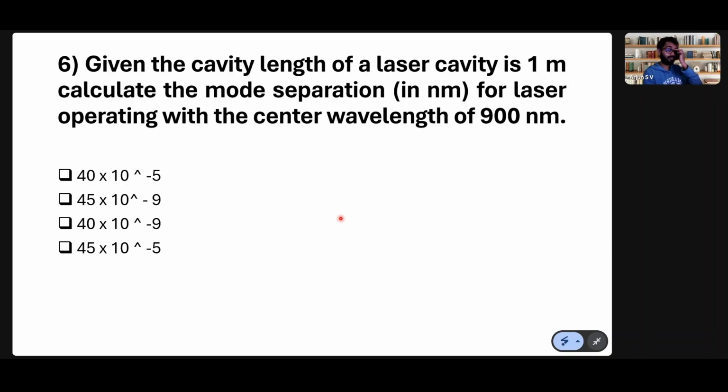So it will be lambda c square by 2l. So if you do that, you will get the answer as approximately 40 into 10 power minus 5 nanometer.